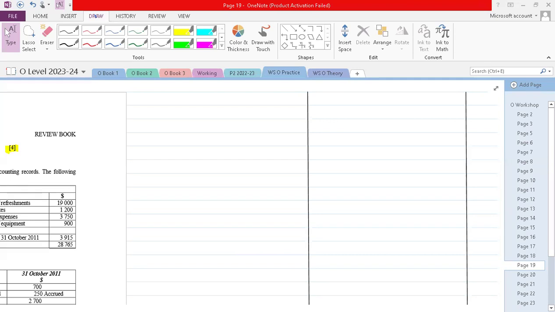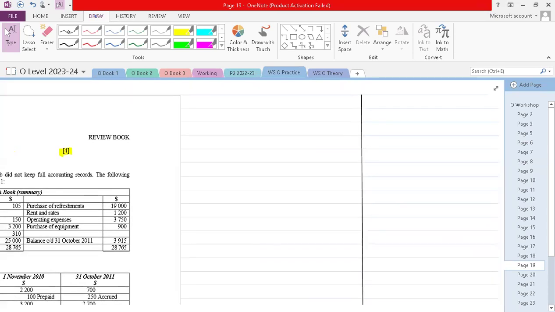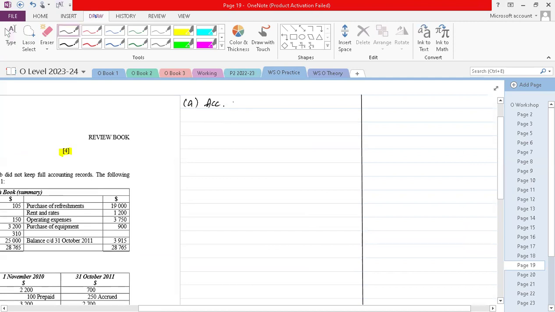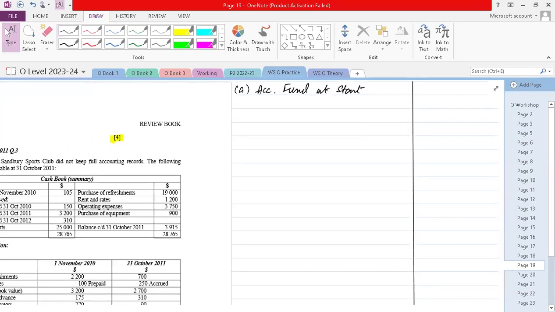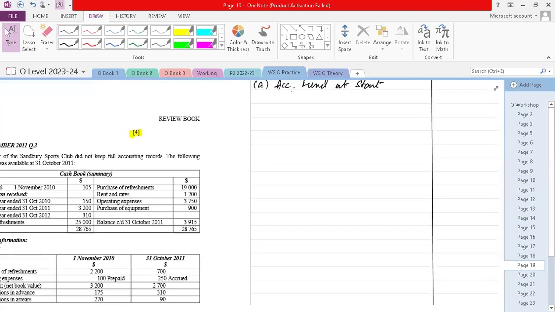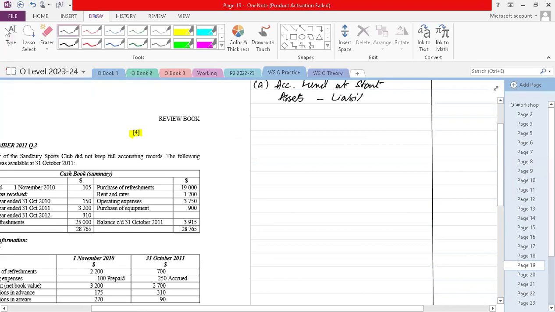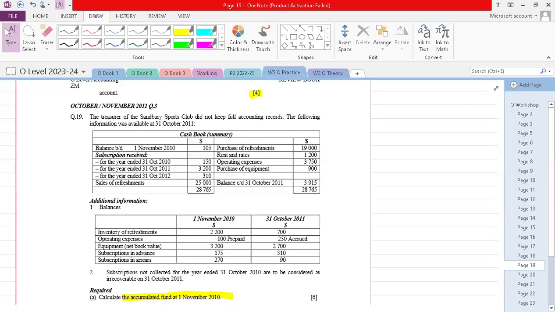So now we are moving towards the requirements. Requirement A is accumulated fund at start. Of course, they always ask for start. Why, sir? Because when we prepare the SFP, we need accumulated fund at start. How to calculate? It is just like capital, that is assets minus liabilities.